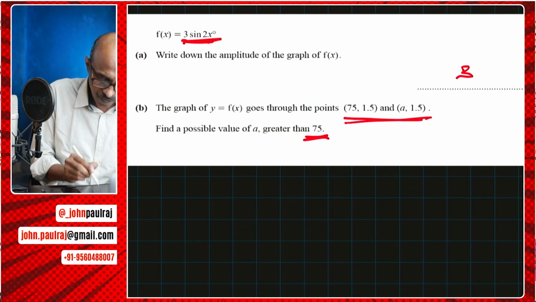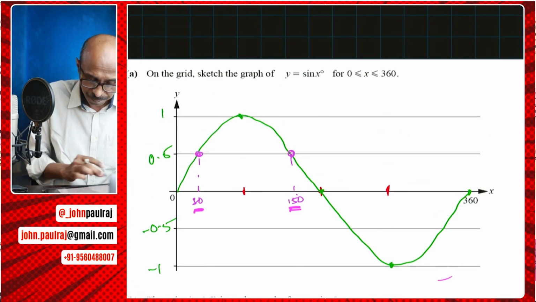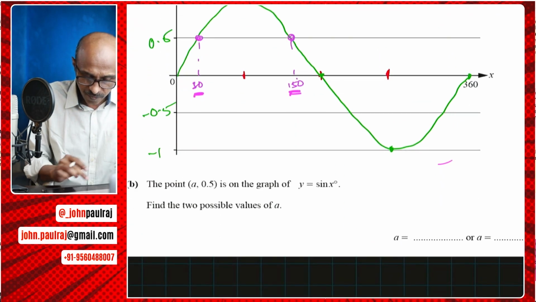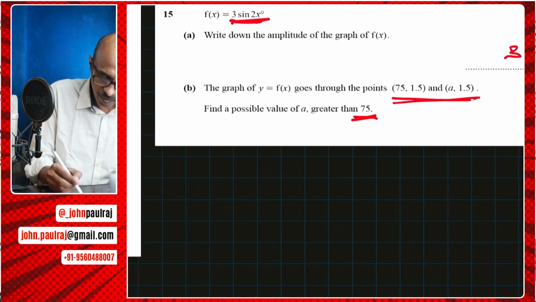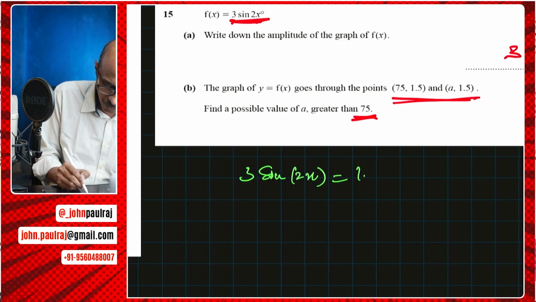It says f of x goes through that point. So f of x is equal to 1.5. This was here, f of x was equal to 1.5, and therefore we got that value of a. So what we're going to do is just say f of x is what? 3 sine 2x. That must be equal to 1.5, right?